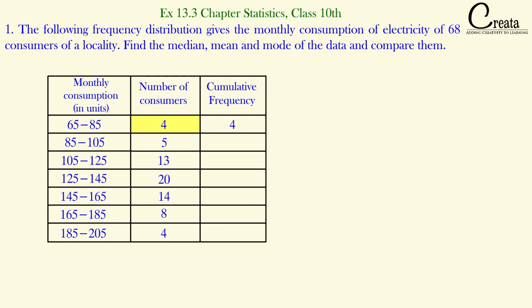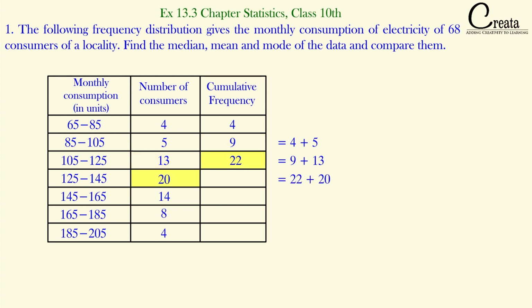In the first row, the 4 will come. In the second row, the addition of all the frequencies up to that row will come, which is 4 plus 5, which is 9. Further, in the third row, the addition of all these 3 frequencies will come, which is 4 plus 5 plus 13, which is 22. Or we can also say 9 plus 13, it will also be equal to 22. Got it? This is the cumulative frequency. We are adding all the frequencies up to that row.